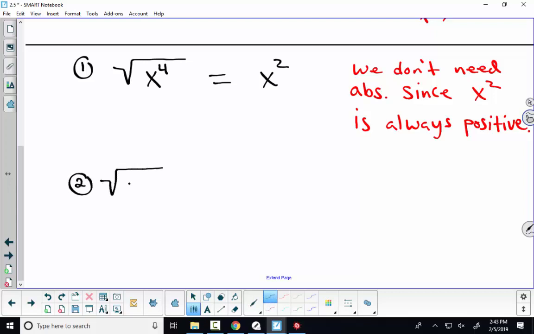How about the square root of x to the 6th? What would that equal? X cubed? What do y'all think? Is it x cubed?